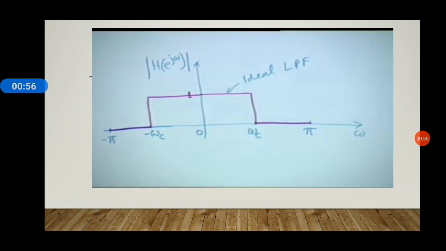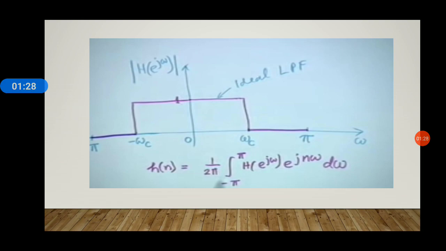Now for an ideal low pass filter, the magnitude of the filter would be 1 till omega c, which is the pass band, that is from 0 to omega c, and from omega c to pi the magnitude would be 0. Now we have shown both the positive and the negative frequencies. As we know, for every positive frequency there should be a negative frequency theoretically, but in reality or in practicality negative frequencies do not exist.